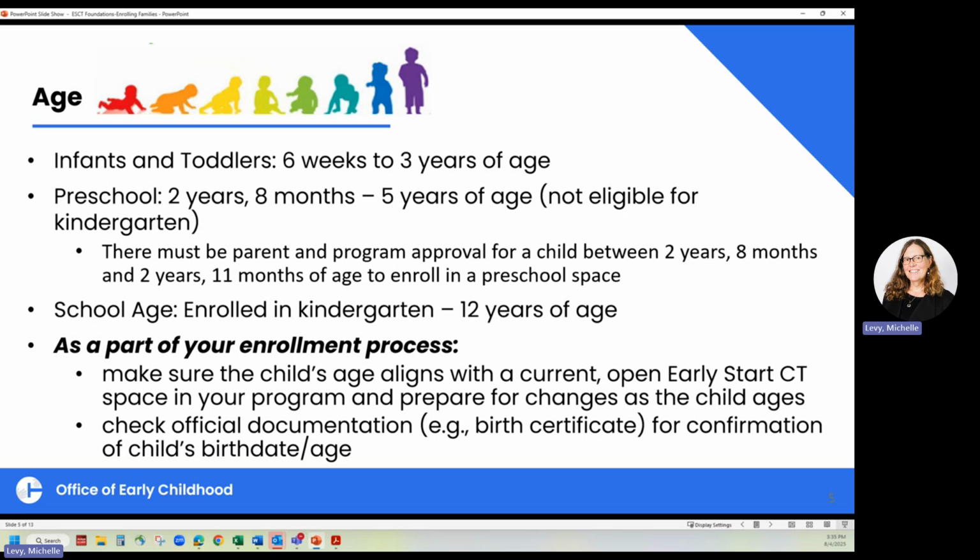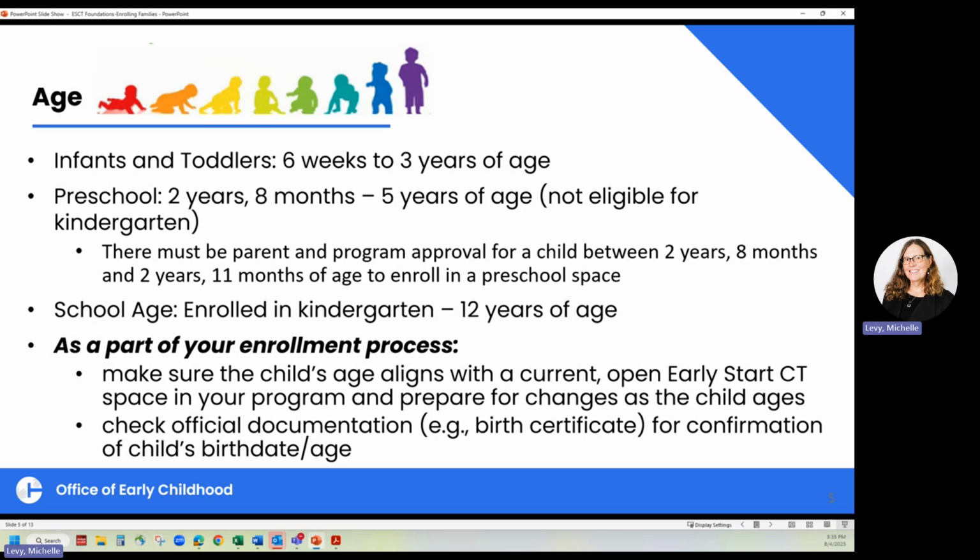This slide includes the 3 different age ranges associated with the different space types. To be eligible for an infant and toddler space, children should be between 6 weeks and 3 years of age. Preschool spaces are for children from 3 years of age up until they are eligible for kindergarten. However, you may enroll children in a preschool space when they are 2 years, 8 months of age, if this is agreed upon by both the parents and the program.